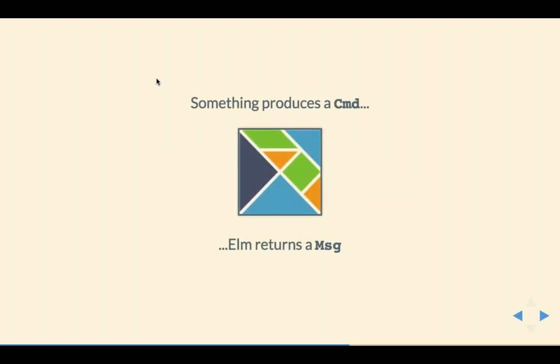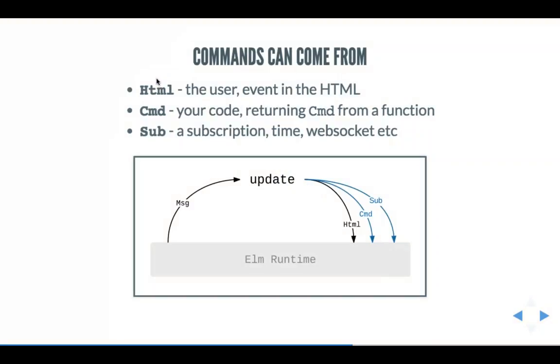So you produce a command, which is kind of like the action, and Elm returns a message, which comes back to your code, and you use that message, which has a payload, to update your state. Commands can come from a range of different places. They can come from events, from the user clicking things, because I've told this button that when someone clicks it, tell the Elm runtime that this is the command that should happen. It can come from your code, just telling the Elm runtime to do things. Or you can subscribe to things like time. Every second, tick, send a command to Elm.